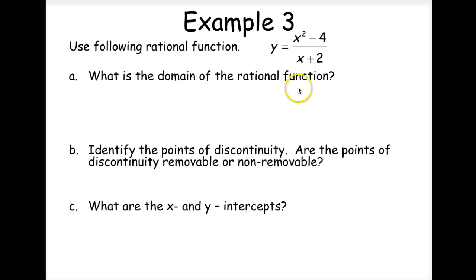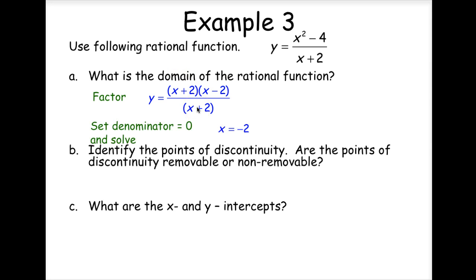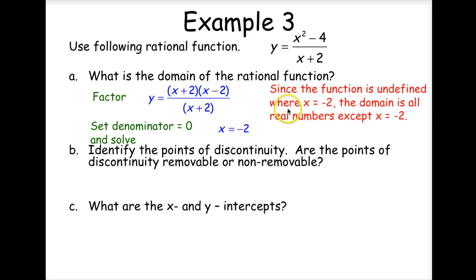Another example. To find the domain, first of all, we're going to factor the numerator. Look here, we got common factors, don't we? We're going to set the denominator equal to 0 and solve. So since the function is undefined where x is equal to negative 2, the domain is all real numbers except negative 2.